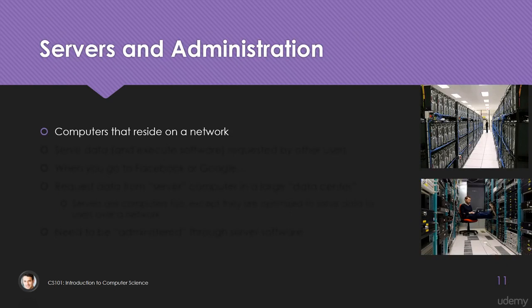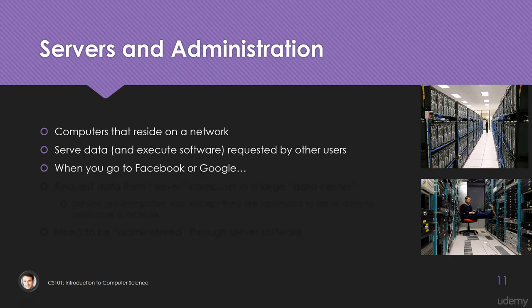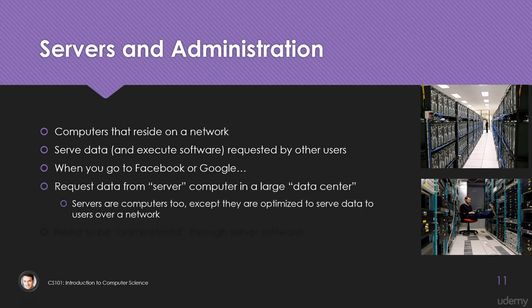Servers are basically computers that reside somewhere on a network. They serve data and execute software that are requested by end users. When you go to, again, a popular website like Facebook or Google, you're requesting data from a server computer that sits in a large data center. Servers are computers as well, except that they're optimized to serve data to users over a network. And you can see some photos of what servers and data centers look like here. And these are basically administered through special software. So even though they're computers, they are run and operated a bit differently from your classic desktop or laptop or smartphone. But underneath, the hardware is more or less exactly the same, just more powerful.